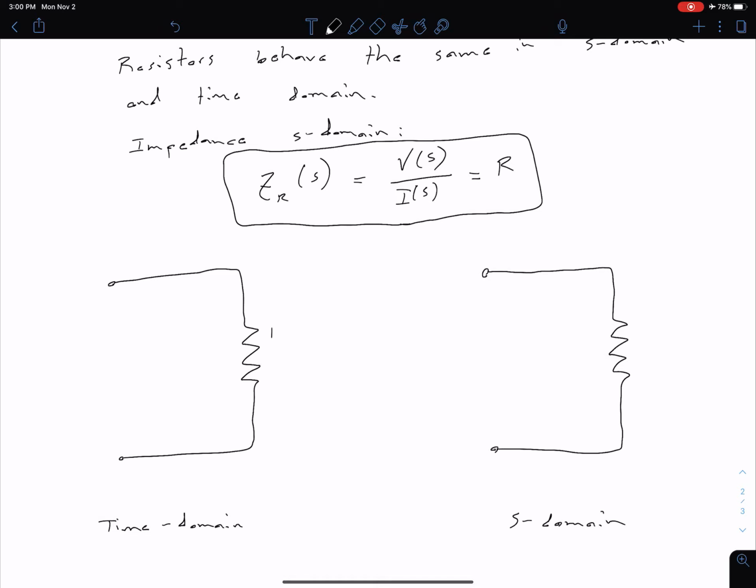So over here on the left in our time domain, we have a resistance of R. On the right, we have an impedance of R. In the left, in the time domain, we have some voltage across the resistor, that is V of t. And we have some current flowing through the resistor, that is I of t. Whereas in our S domain, the voltage across the resistor is capital V of S, and our current flowing through the resistor is capital I of S. So again, nothing too crazy with our resistor. We see it behaves the same in the S domain as it does in the time domain.